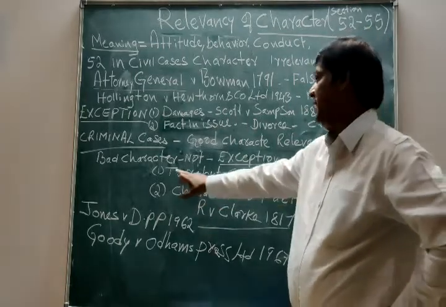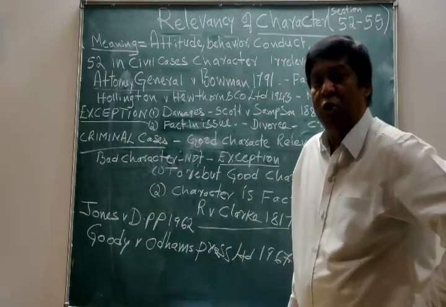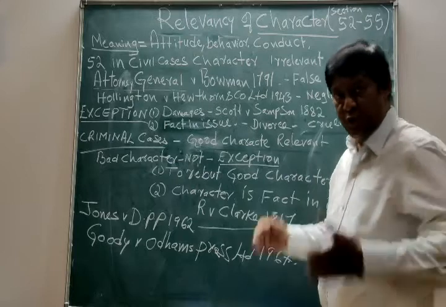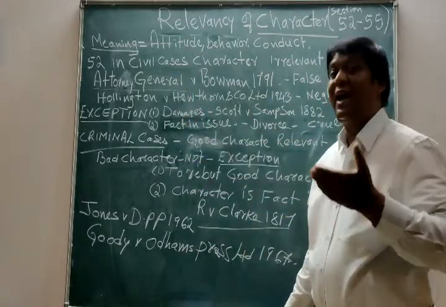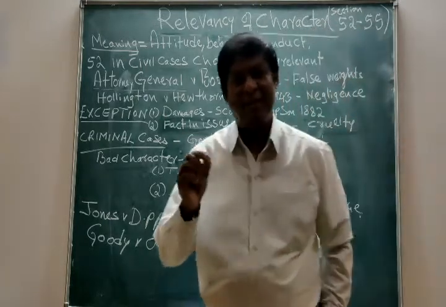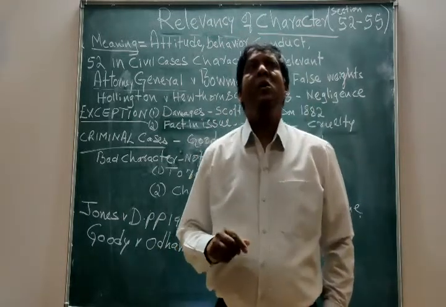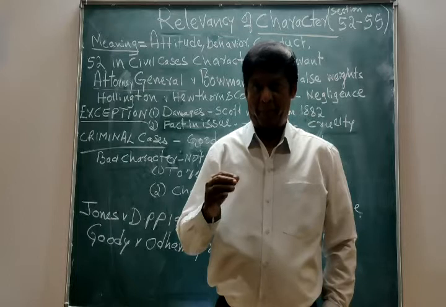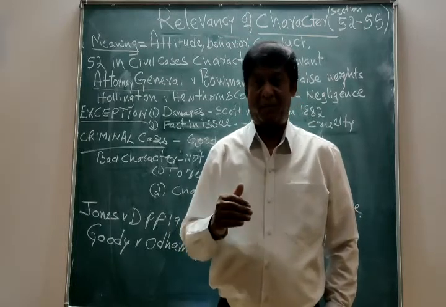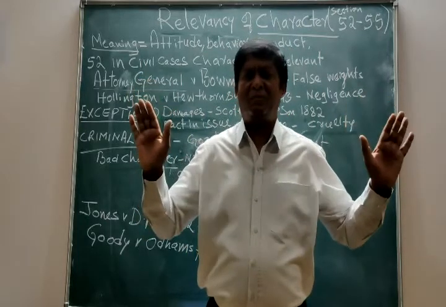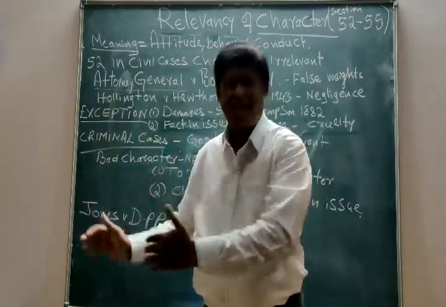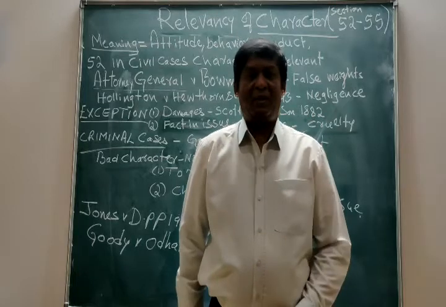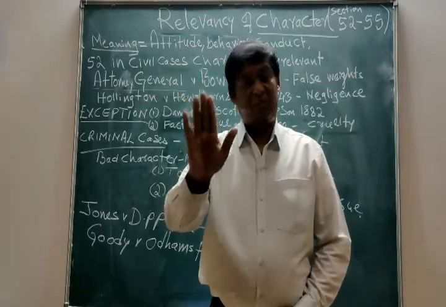What are those? First exception: to rebut the proof of good character. I'd like to give a small, simple illustration. Consider a thief. The case is filed against a thief, and he says, I am a very, very good charactered person. I am honest, I am sincere, I have friends here, I have relatives here. He brings all of them, and he produces proof of his good character, because in criminal law, proof of the good character of the accused can be accepted.